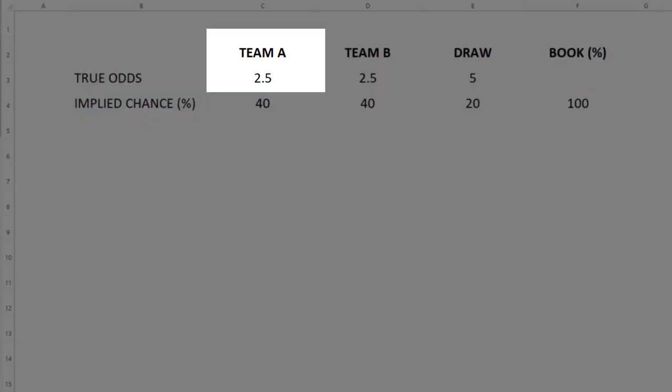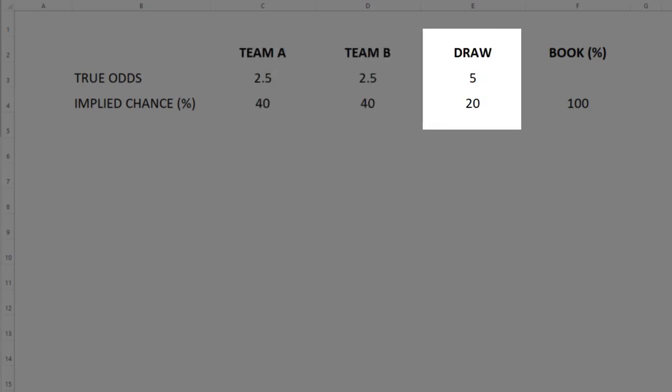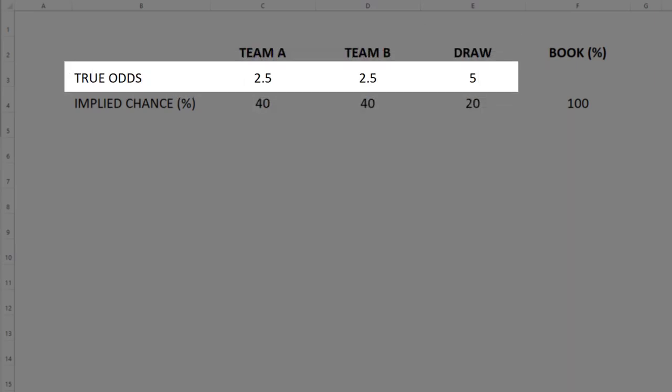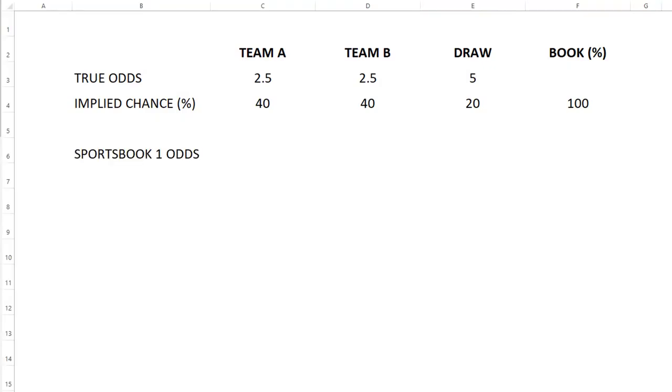Now, prices are relative to the expected chance of each outcome. So let's assume Team A has a chance of 40%, Team B has a chance of 40%, and the draw has a chance of 20%. Their true betting prices would look like this, with the overall implied chance totaling 100%. Nice and simple. Now, they're a business and they want to make a profit, so the sports odds they offer incorporate a profit margin, which inevitably means reduced odds.